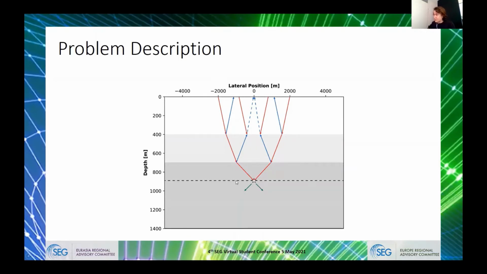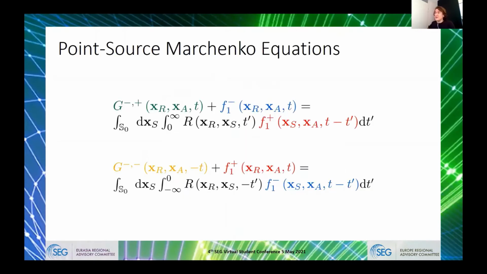So this is the normal function, but here we add additional events to cancel out all these internal multiples and get a nice impulse response at this depth. And so this is basically the idea behind the Marchenko method.